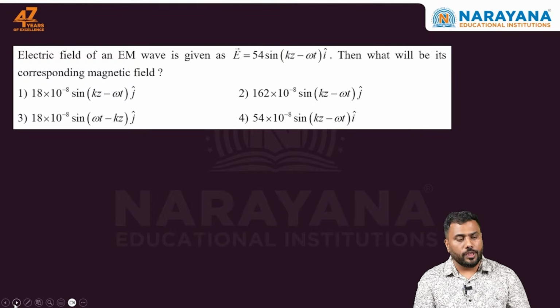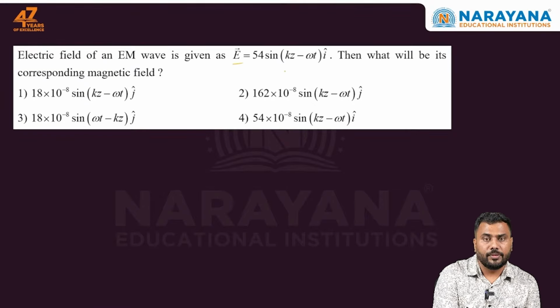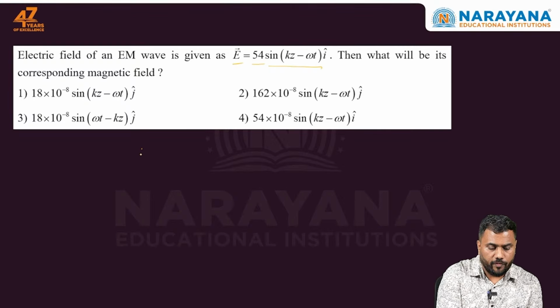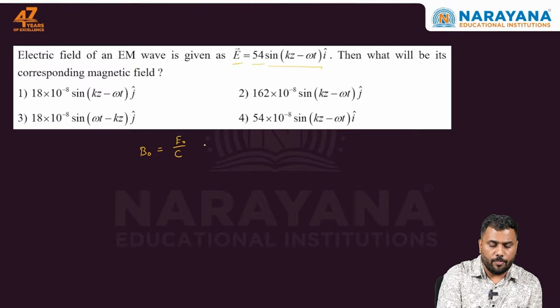The next question is from electromagnetic waves. Again, this is a standard type of electromagnetic wave question. The electric field in the medium is given as 54 sin(kz minus omega t) i cap and they are asking the corresponding magnetic field. We know the amplitude of magnetic field and amplitude of electric field are related with the speed of light. E naught by B naught is C, so B naught is E naught by C. Electric field amplitude is 54 and speed of light is 3 into 10 power 8. So, this will be 18 into 10 power minus 8.